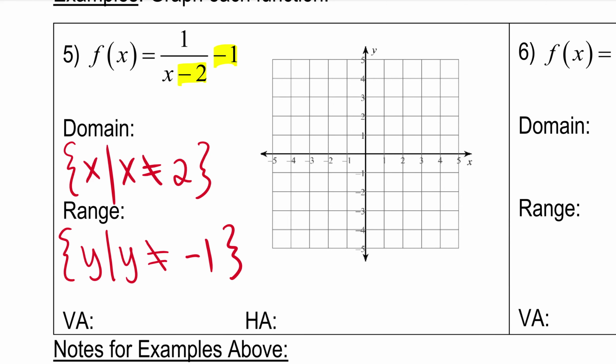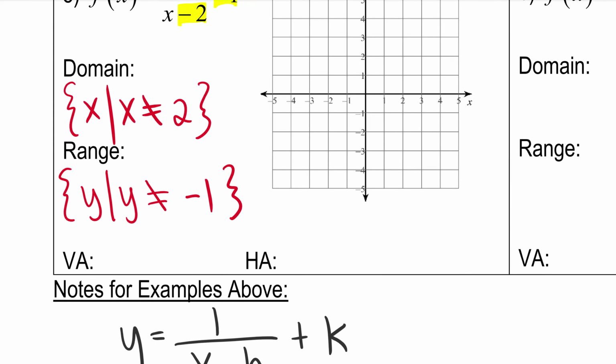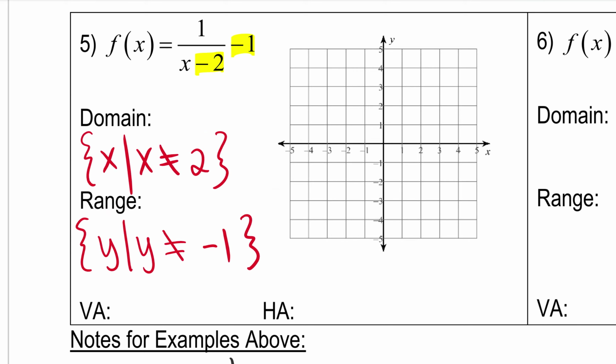So that's domain and range. Okay, before I graph, I'm going to go ahead and do vertical and horizontal asymptote. I'll use a different color so you don't get confused. So vertical is always domain, right? It's going to be the same thing. And then horizontal is always range. Those numbers should match up.